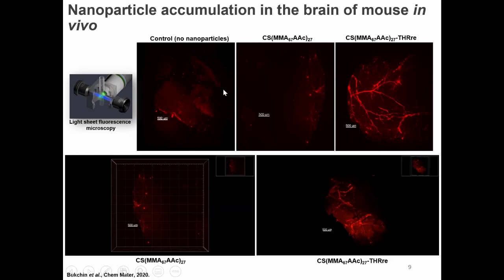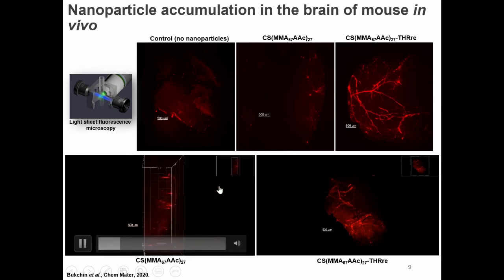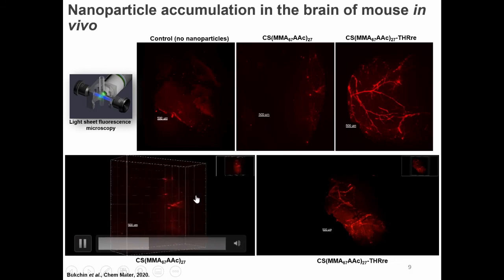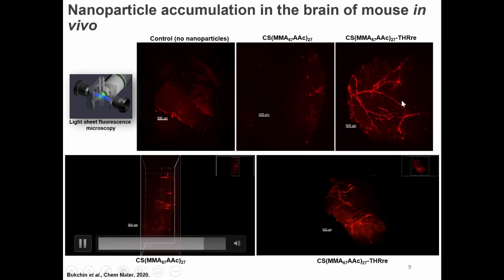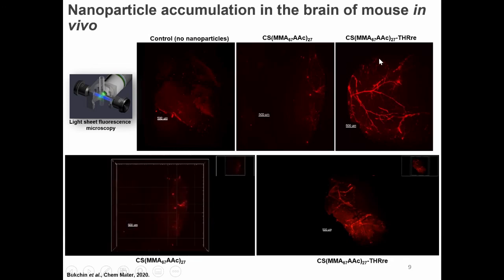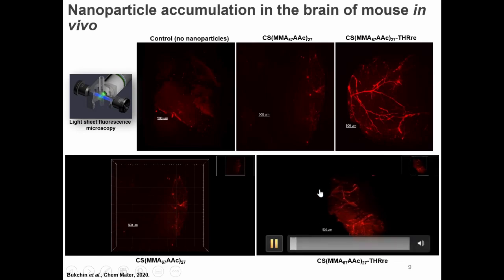So here you can see an untreated brain. This is the autofluorescence of the tissue under the wavelength that we use for the study. These are the unmodified nanoparticles. You can see here the video. There is some accumulation in the brain parenchyma, but we cannot really see the brain blood vessels very well, as opposed to the peptide shuttle modified nanoparticles, in which we can really identify the blood vessels and we can see an increase in the accumulation, or at least of the fluorescence, in the brain parenchyma of approximately 2 to 3 times compared to the unmodified nanoparticles.